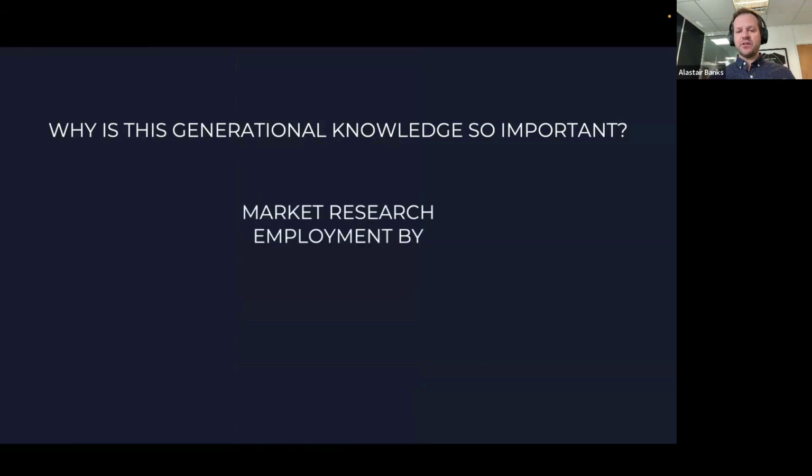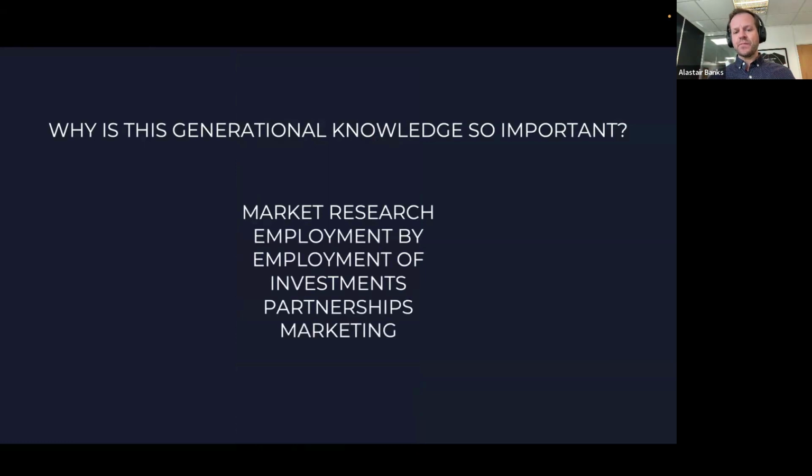So why is this generational knowledge so important? Why do I go into this before I get into the tools and the methodology? Well, for a few reasons, and I'll put them up here. Every aspect of those areas, so market research, being employed by, employing, finding investors, finding partners, marketing, all of these different aspects will have touch points in those different generations.